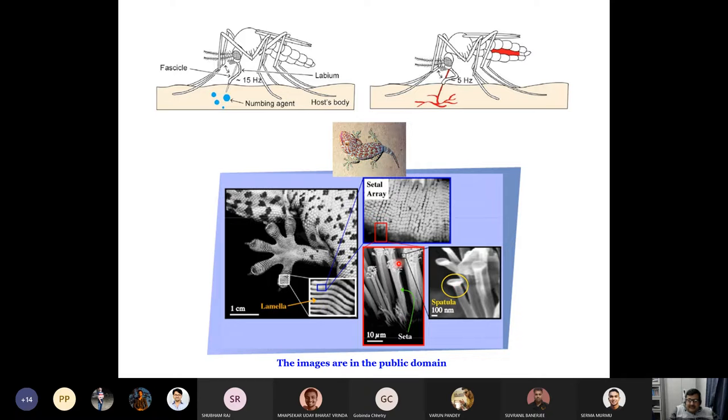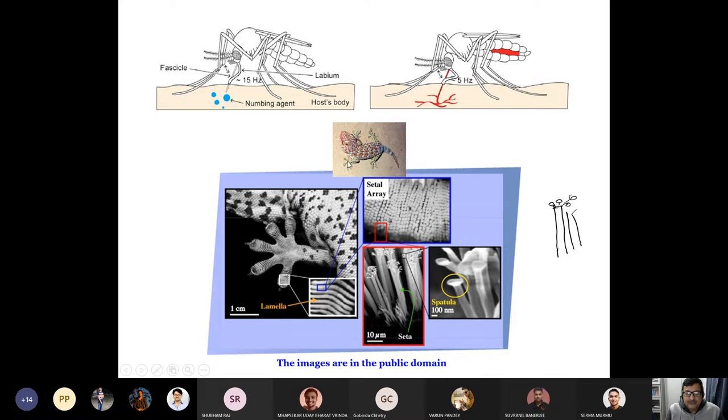So essentially, you can imagine there is a seta like this, millions of setae like this. Then on top of that, you have the fibrillar structures, which are like this. These are all connected to this. So this is a hierarchical structure. There are millions of such structures arranged in this manner on this pad.